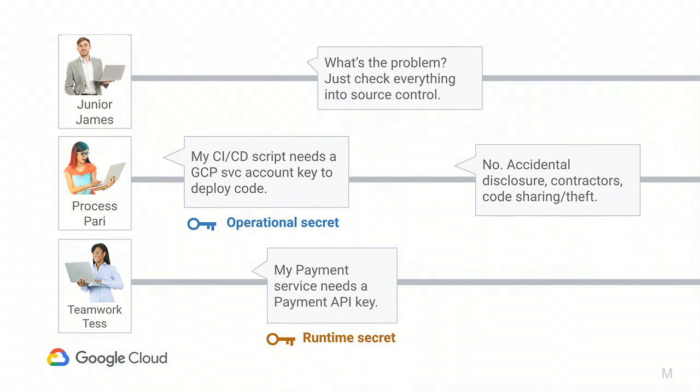We also have contractors working from time to time at Into the Woods. Also, sometimes we share code with other companies. We could even have people potentially break into our source control system. These secrets need to be in a safer place than source control. How do we do this? Pari has a proposal. So let's manage the operational secrets separately from the runtime secrets.